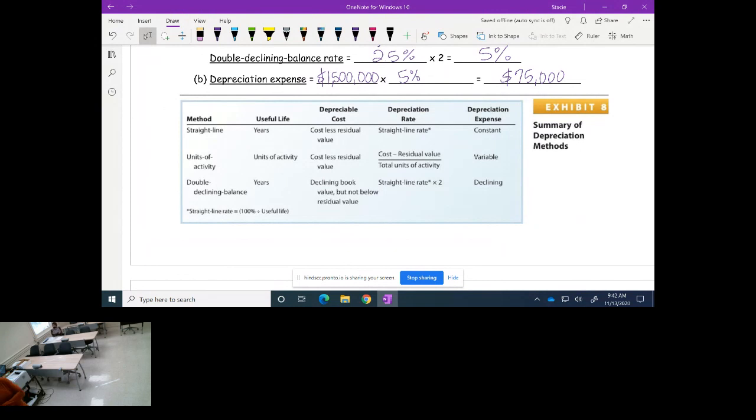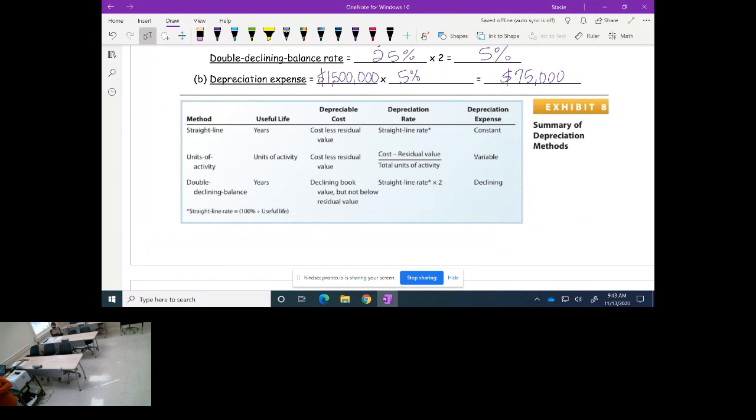Okay, units of activity. The useful life is going to be how many total units of activity that asset is expected to have over its entire life. Cost minus residual is what you're going to depreciate. And then the rate will be cost minus residual divided by the total units of activity you ever expect that asset to produce. So the depreciation expense is going to be variable. It's going to change every year based on how many units of activity you've got.